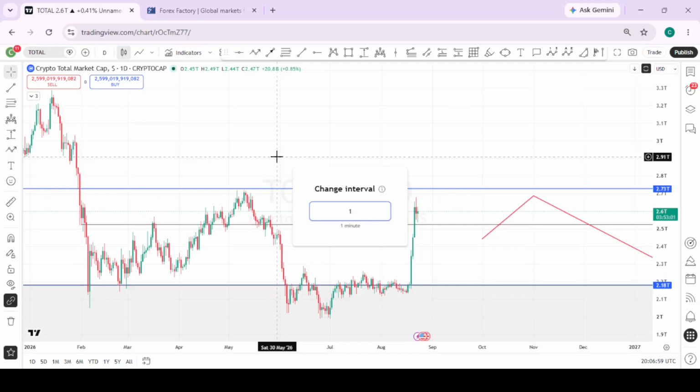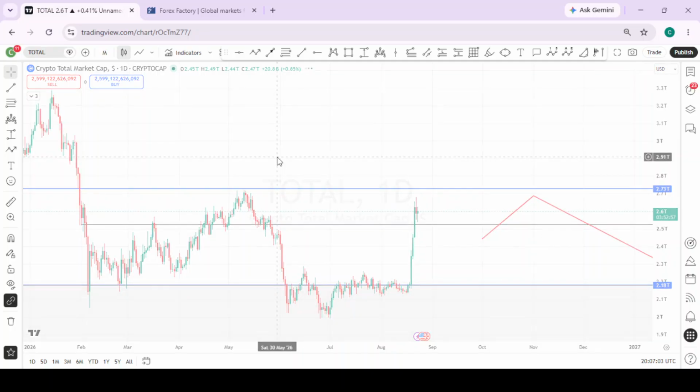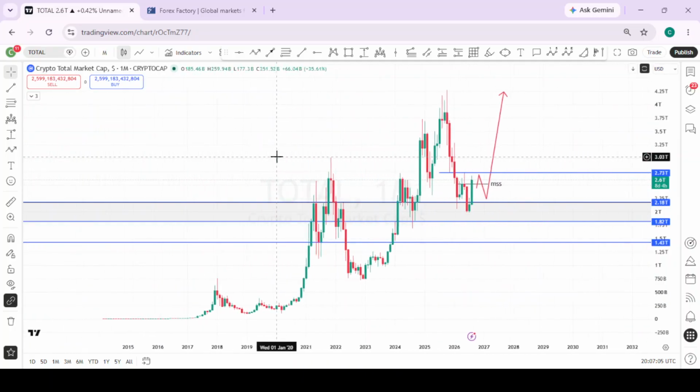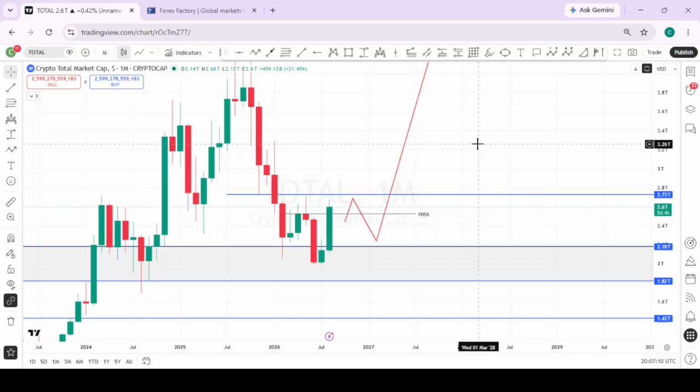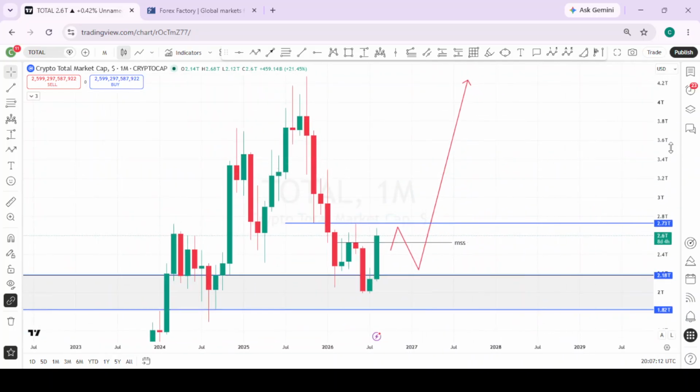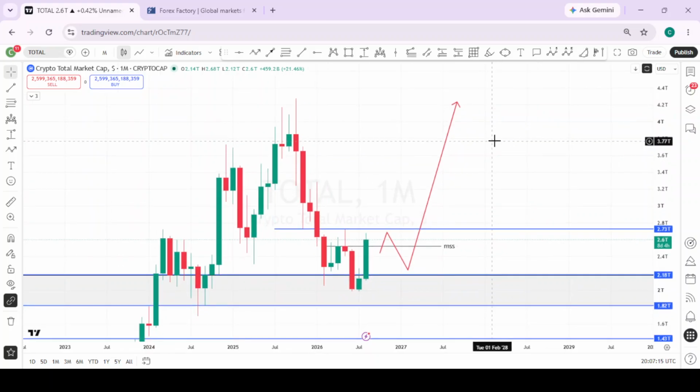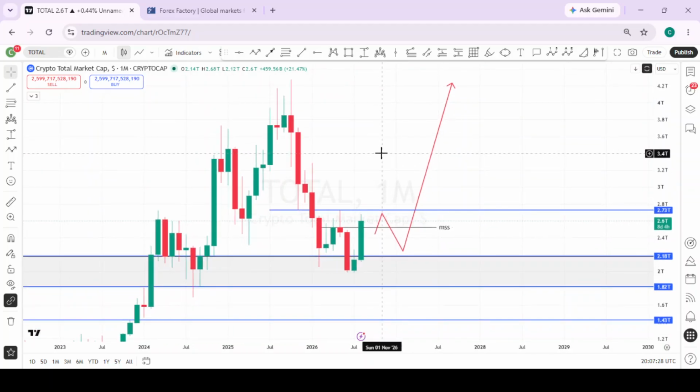This is the total crypto market cap. Currently, price is reacting from a very strong area of interest, and we are seeing a very nice momentum going on right here. So going into next week, or by the end of this month, should price close above this monthly candle, close above this monthly structural point we have here, then we have a confirmation of a possible bull run that is commencing.